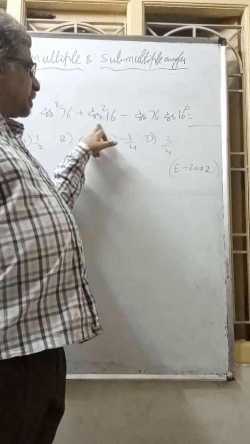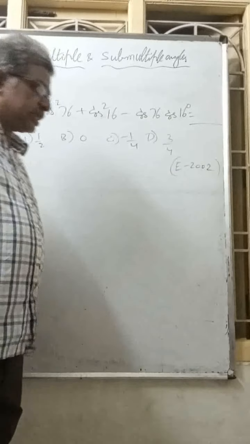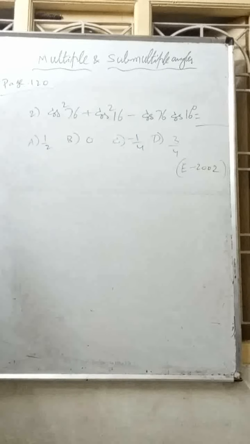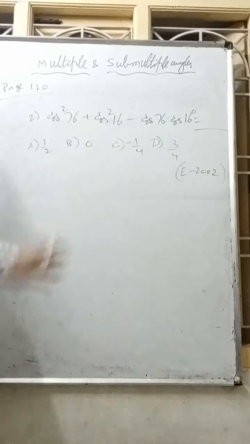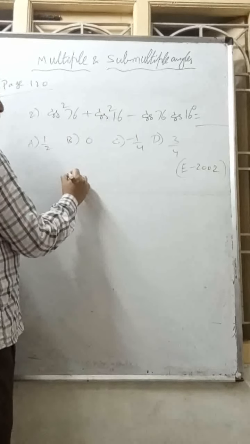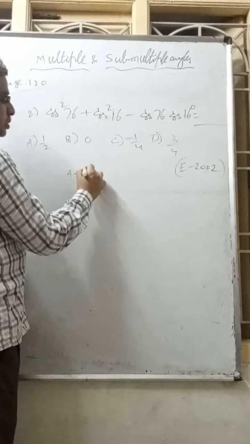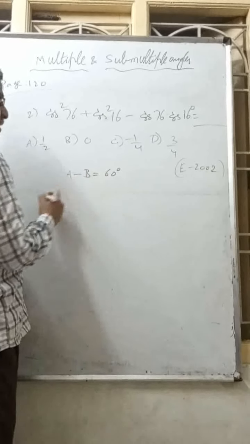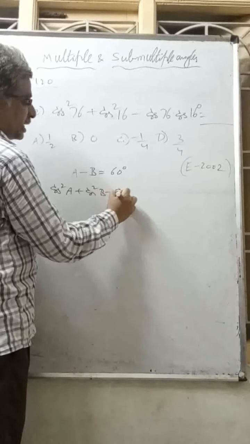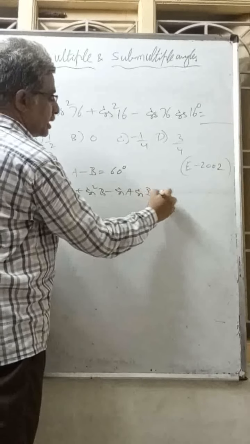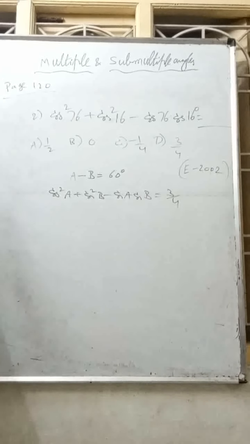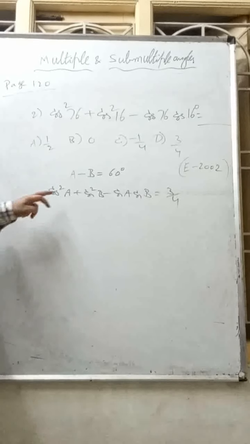Cos square 76 plus cos square 16 minus cos 76 into cos 16 equal to how much is asked? A 1 by 2, B 0, C minus 1 by 4, D 3 by 4. You can solve this easily, but I gave a standard result and I proved that if A plus B equal to 60 or A minus B equal to 60, then I told you cos square A plus cos square B minus cos A cos B equal to 3 by 4. Just now only I proved. So using that result, I can do this.